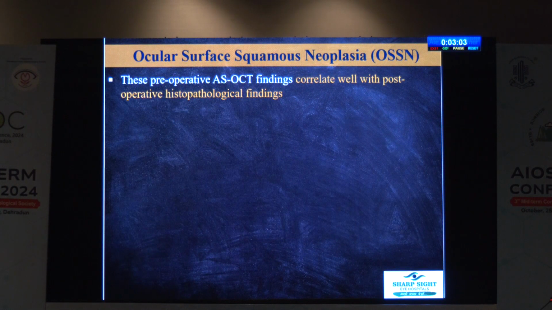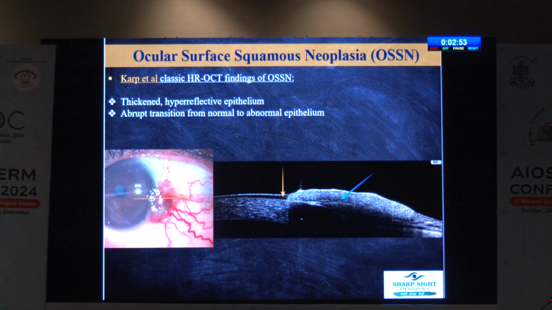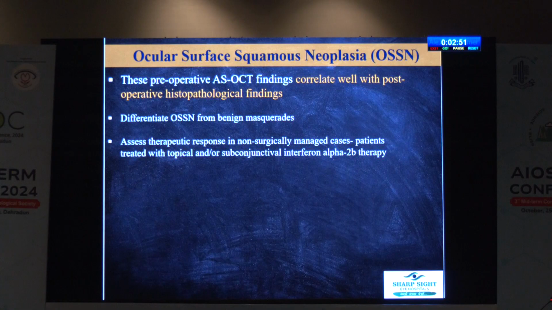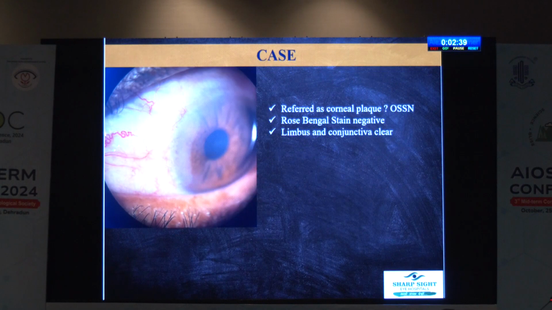These preoperative changes beautifully correlate with the histopathological findings if you were to biopsy the patient or treat the patient surgically. They also help differentiate between the various benign masquerades. Obviously, this is a characteristic case, but in clinically indeterminate cases that can be very useful. They are very handy in monitoring response when treated with topical immuno or chemotherapy. With treatment, there is reduction in epithelial thickness as well as the hyperreflectivity.